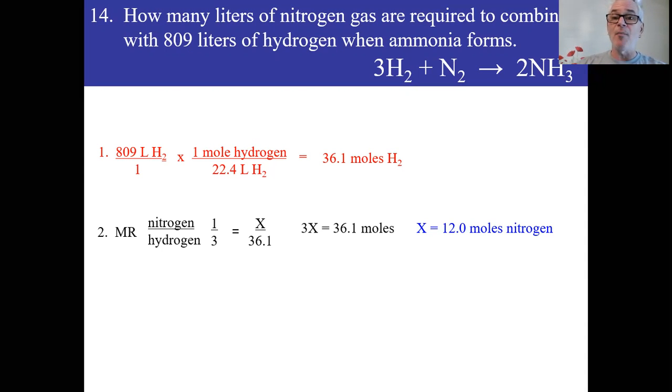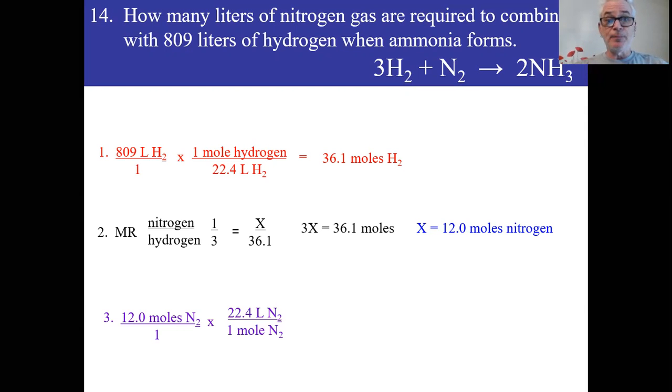But the question is, how many liters of nitrogen? How big a balloon is that 12 moles? Now we have to take, for the third step, the moles of nitrogen, and convert that into liters. So we're going to move the 12.0 moles of nitrogen over 1. That's going to be our new starting point. We're going to multiply that by the factor of 22.4 liters is a mole.